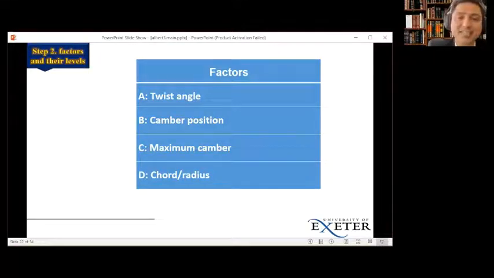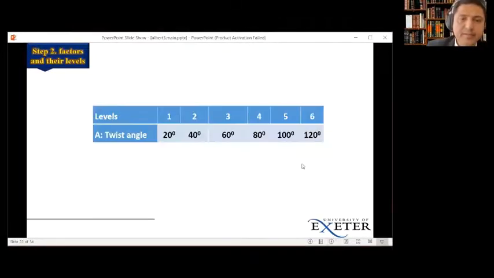In this study, four standard factors which have significant effects on the hydrodynamic performance of the vertical tidal turbine are chosen, including twist angle, A, camber position, B, maximum camber, C, and chord radius ratio, D. So now we need to select some levels for each factor.